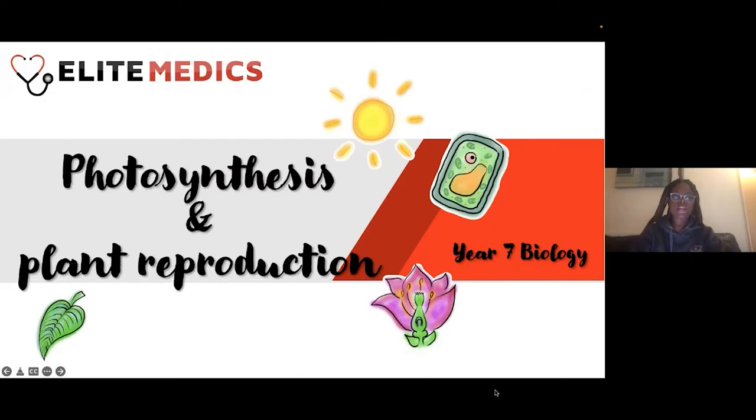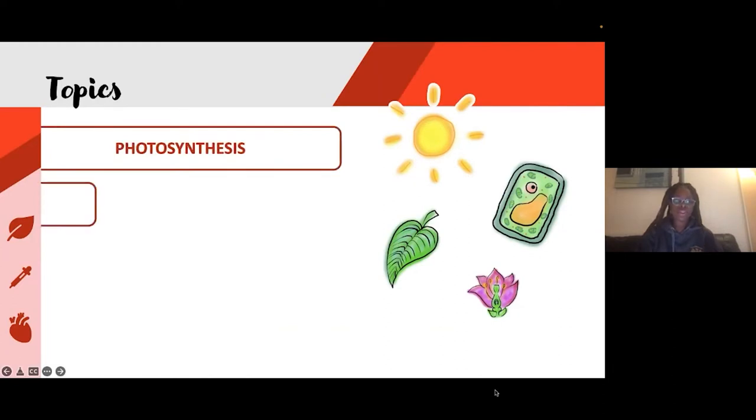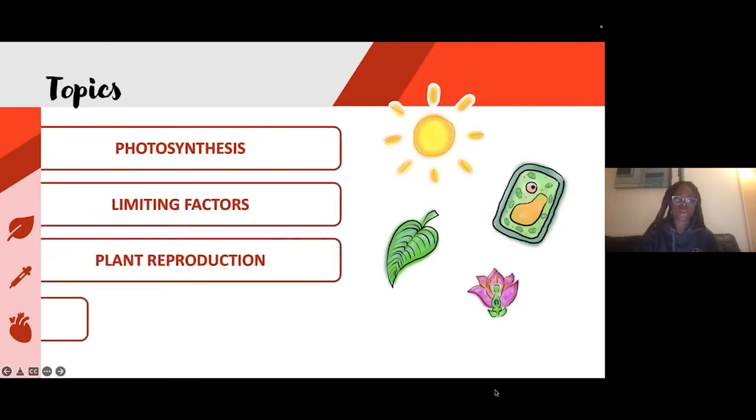Today we're going to be learning about photosynthesis and plant reproduction. And the topics we're going to go through are photosynthesis, limiting factors, plant reproduction, and then selective breeding.